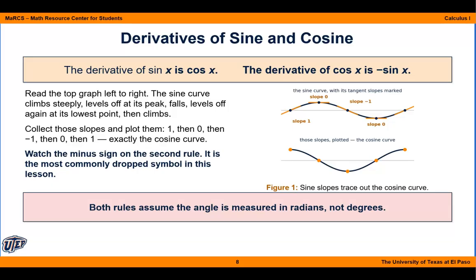The second rule includes a negative sign. That sign is essential and is one of the most common details to miss. Both rules assume that x is measured in radians. These simple derivative formulas do not hold in the same form when angles are measured in degrees.